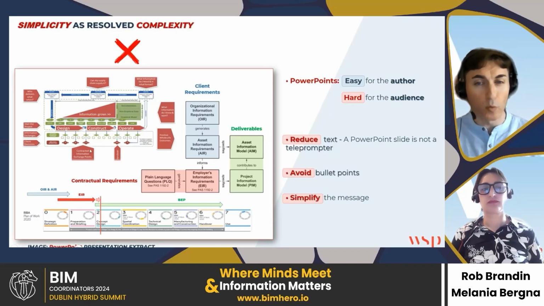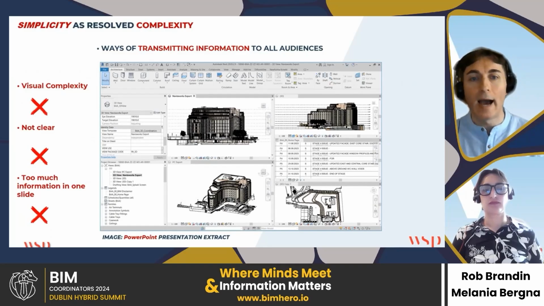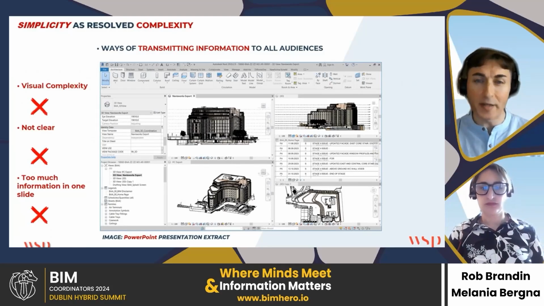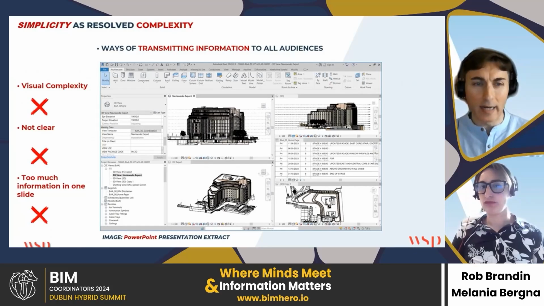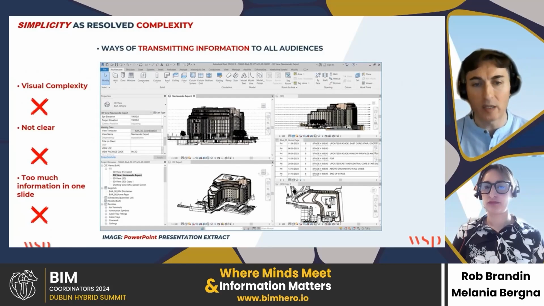Another example was in the same presentation, where I tried to explain why 3D is better than 2D. My initial idea was to put in a slide an image from Revit from one of our projects and explain why 3D is better than 2D. But the visual that you can see right now is very complex. It is not clear and it's too much information in one slide. So the audience will not understand this if you take this approach.